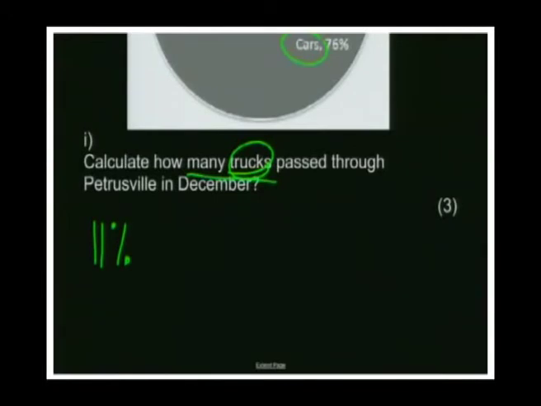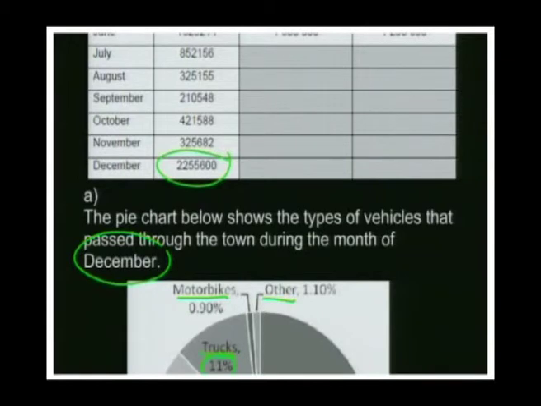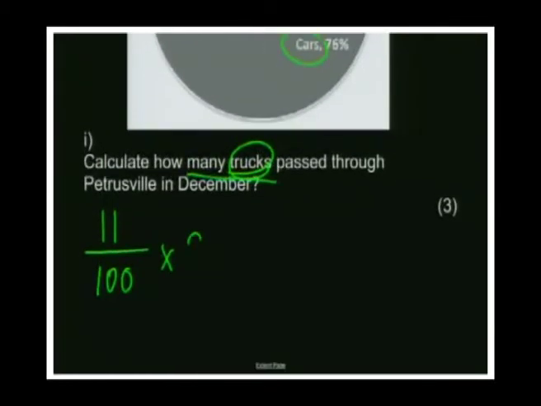So to calculate how many trucks passed through Pietersville in December, we need to take 11% of 2,255,600. And I'm going to leave the answer for you to calculate. Don't forget, using your calculator is the easiest way to do this. Let's have a look at our next question.